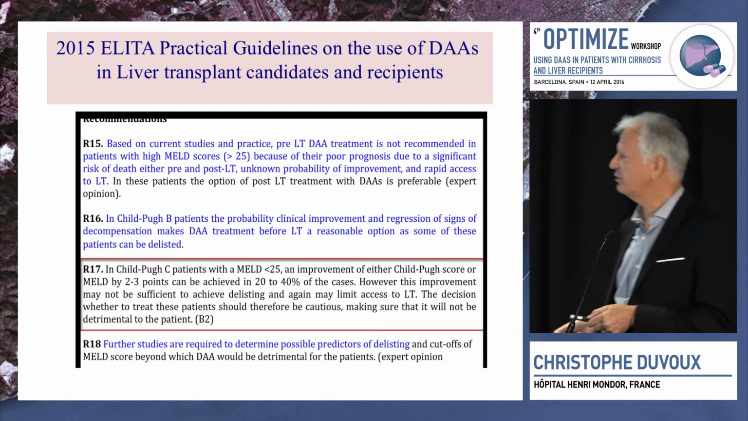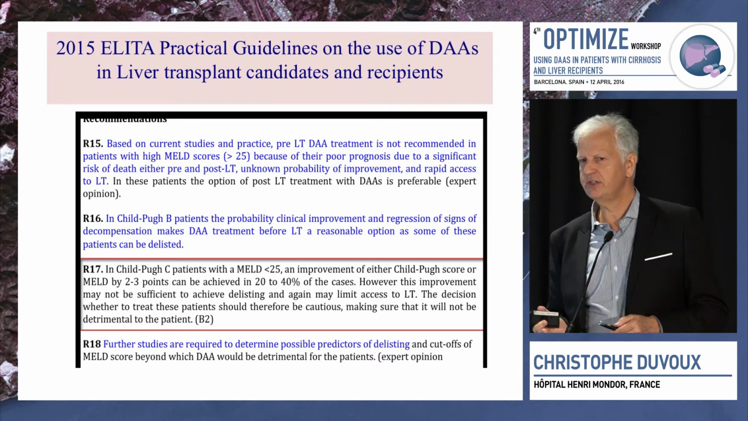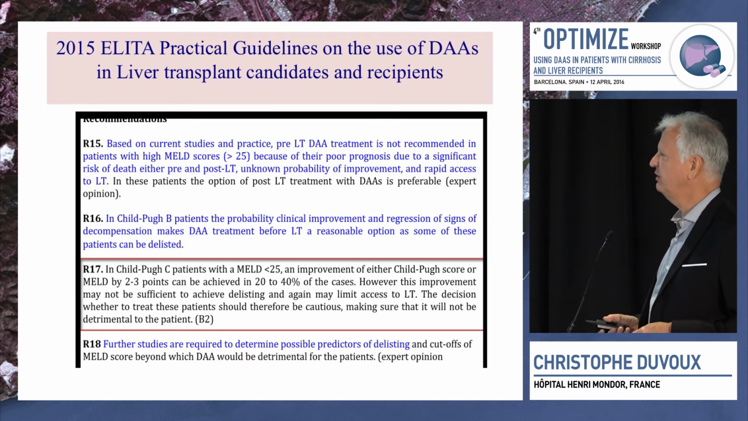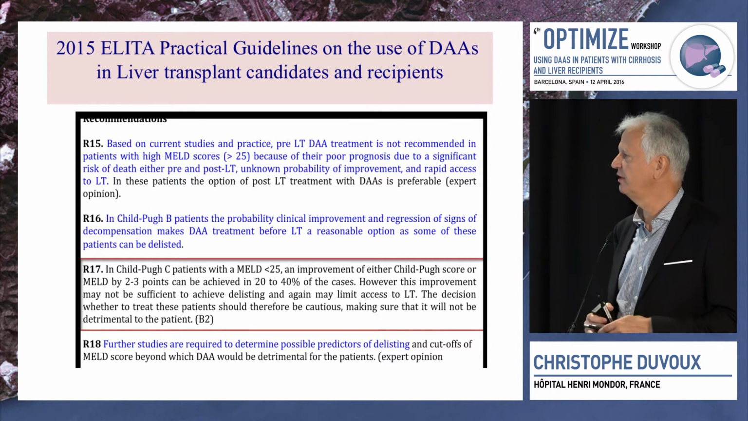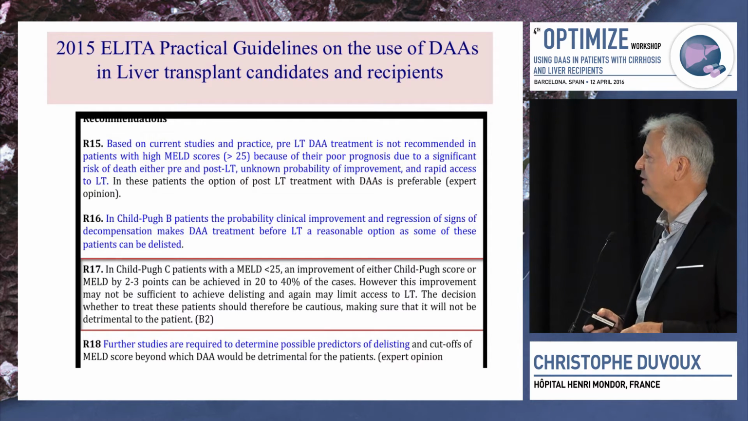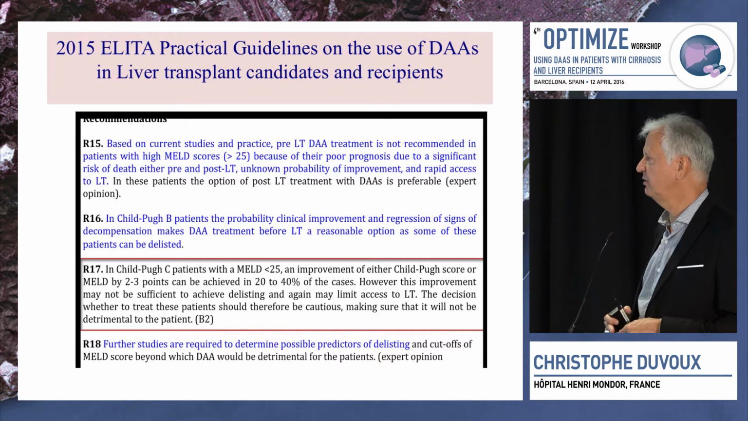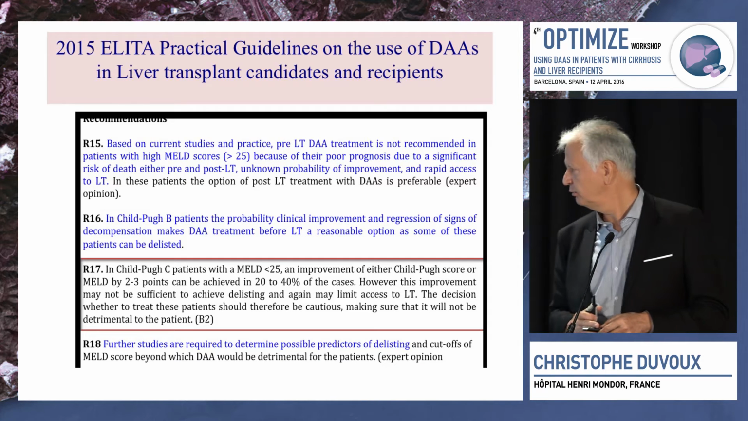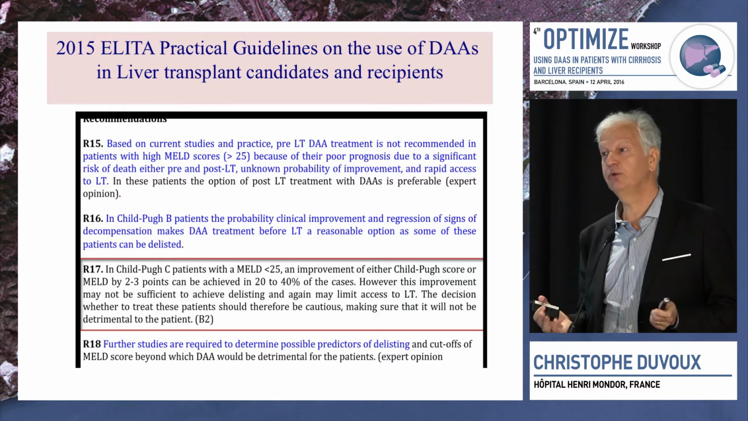And here are the 2015 ELITA recommendations. This one deals with the issue of Child C patients. Recommendation 17: in Child C patients with a MELD lower than 25, an improvement of either Child-Pugh score or MELD by 2 to 3 points can be achieved in 20 to 30% of the cases. However, this improvement may not be sufficient to achieve delisting, and again may limit access to transplantation. The decision whether to treat this patient or not should therefore be cautious, making sure that it will not be detrimental to the patient. So this is an elegant way to say that we don't know exactly what to do.